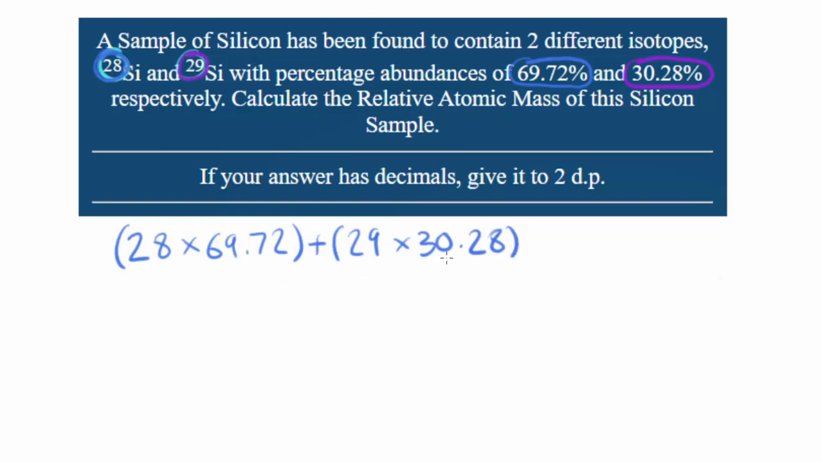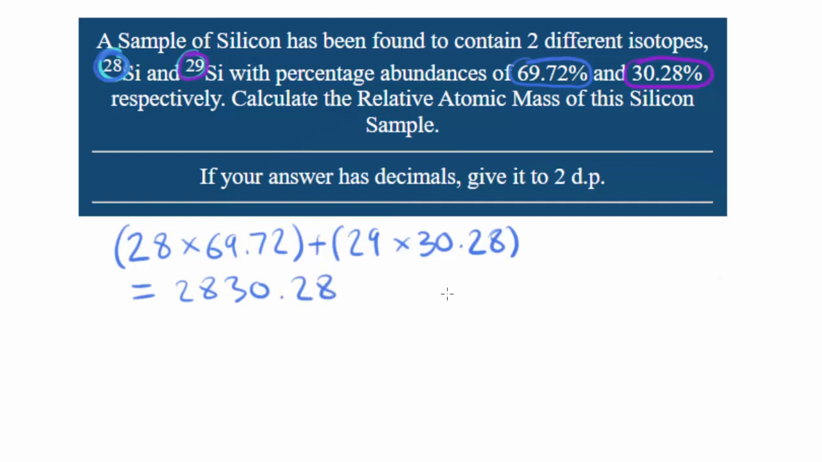And well, if we do that calculation, what are we going to get? Well, if you get a calculator, I would invite you to have a go at working that out yourself. And if you do that, what you should come up with is 2830.28.